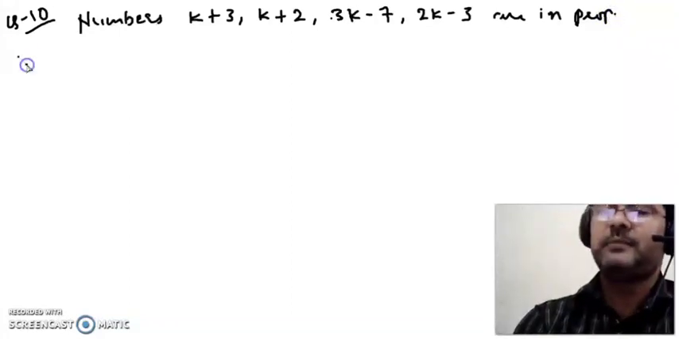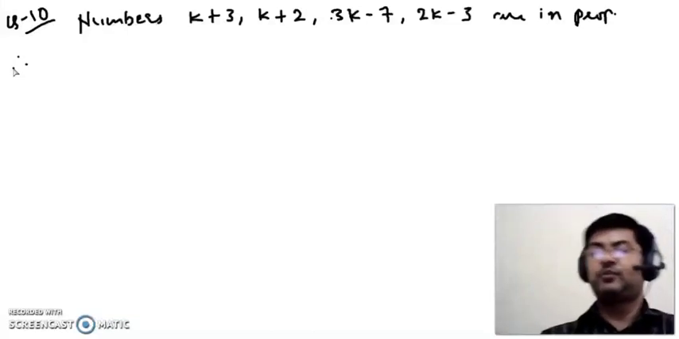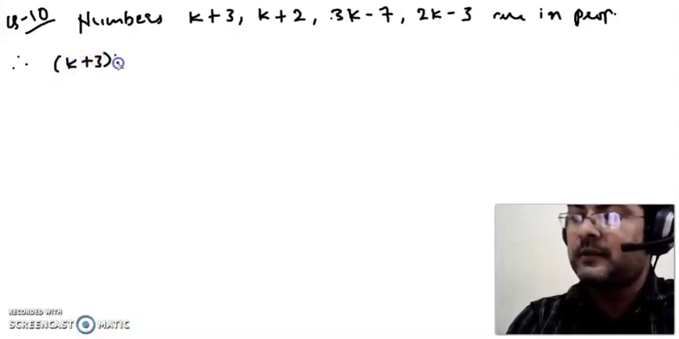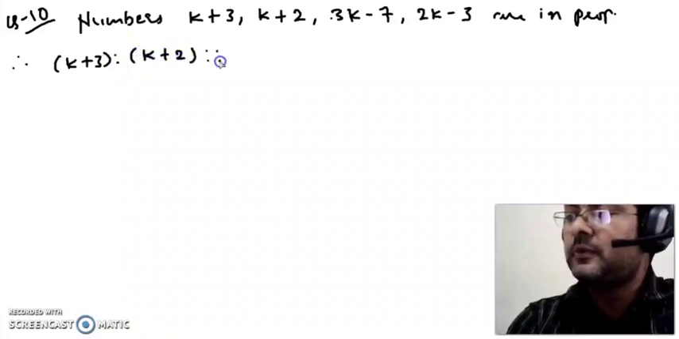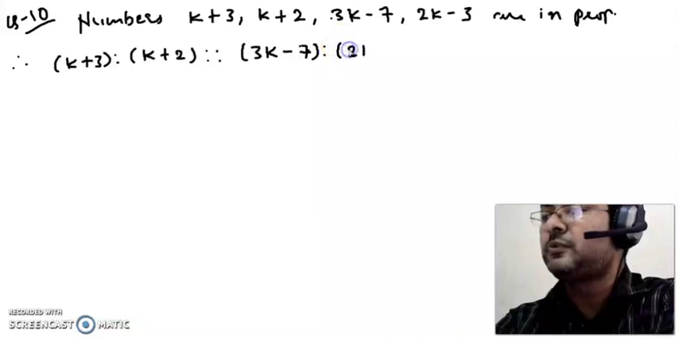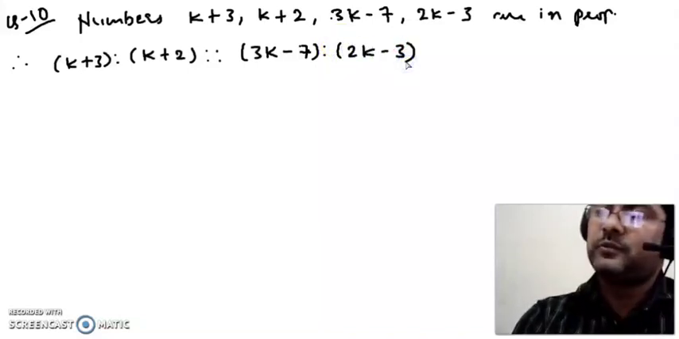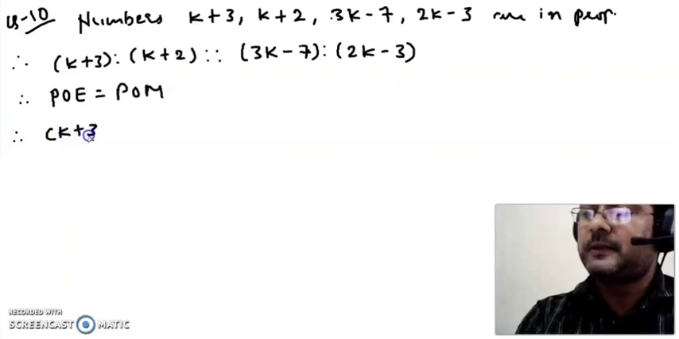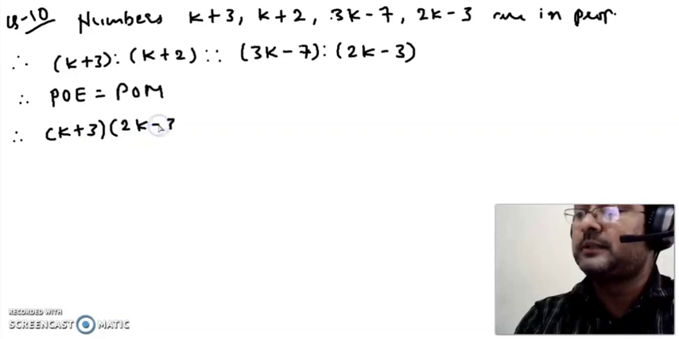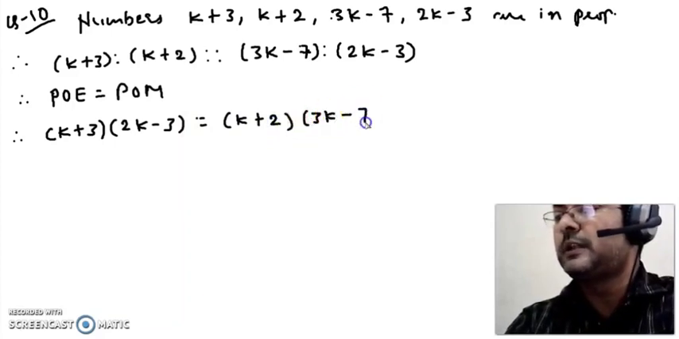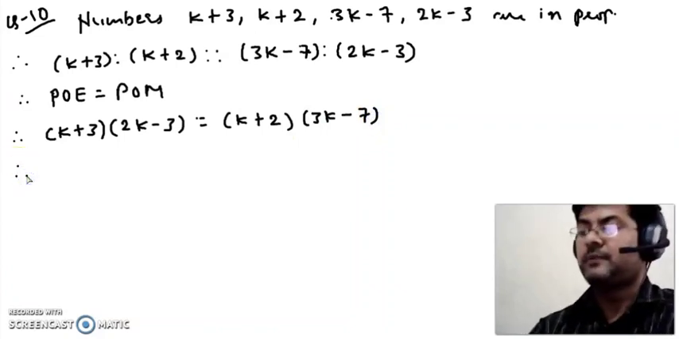We know that if A, B, C and D, four numbers are in proportion, then we can write A is to B is equal to C is to D. Therefore we can write k plus 3 is to k plus 2 as 3k minus 7 is to 2k minus 3. Now we know the rule that product of extremes is equal to product of means. Therefore, k plus 3 into 2k minus 3 is equal to k plus 2 into 3k minus 7.